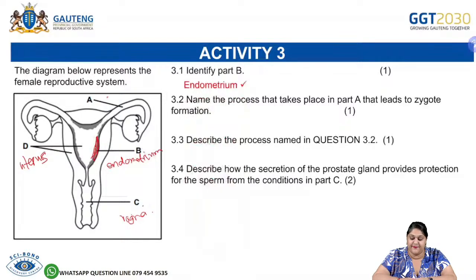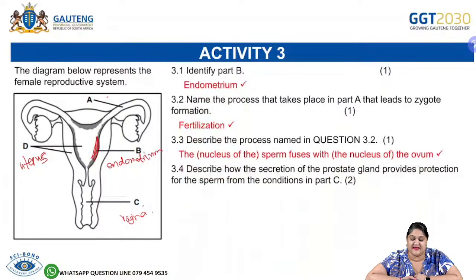Name the process that takes place in part A that leads to zygote formation. So part A is the fallopian tube, and the process is, as I told you at the beginning of the lesson, fertilization. It leads to the zygote formation. I know you haven't done it yet, but I did explain it to you today. It's when the nucleus of the sperm fuses with the nucleus of the ovum.